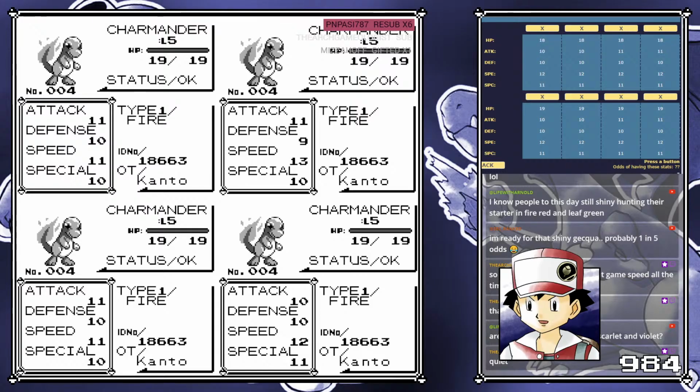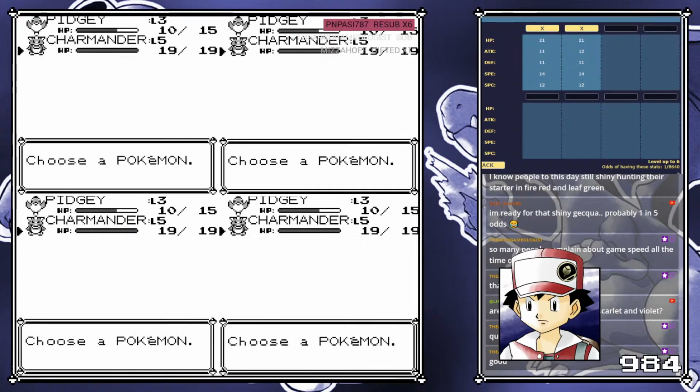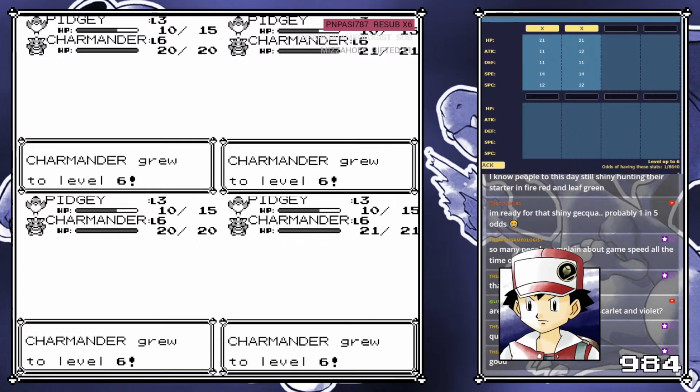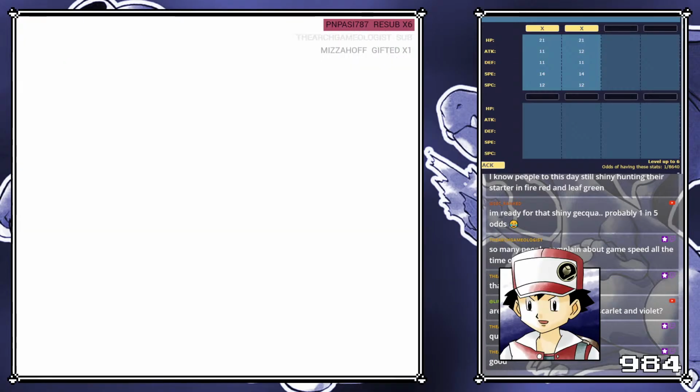All right, bottom right's looking good. 19, 10, 10, 12, 11. All right, nice. Got 21, 11, 11, 13, 12. Nope. Boom, boom. Reset.